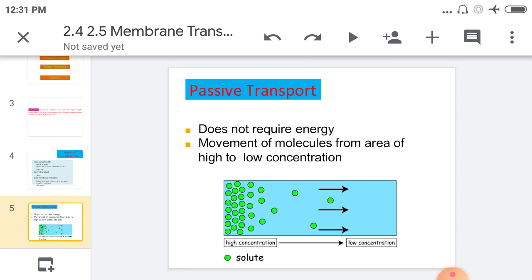Firstly, going toward passive transportation. What is meant by passive transportation? Passive transportation is defined as transportation of molecule or ion from higher concentration to lower concentration along the concentration gradient without use of energy. It means the molecule moves from higher to lower concentration but does not require energy. And the second point, movement of molecule from area of high to low concentration.